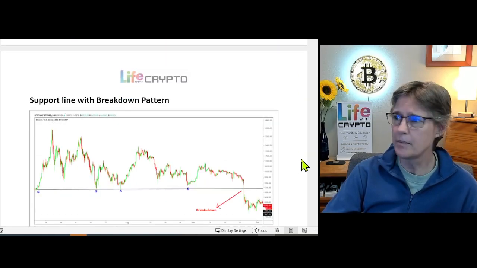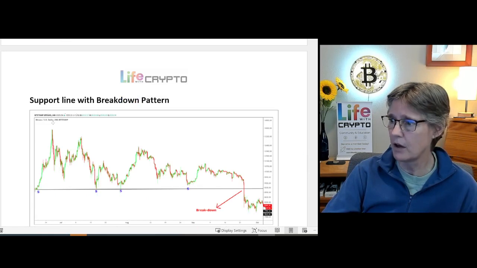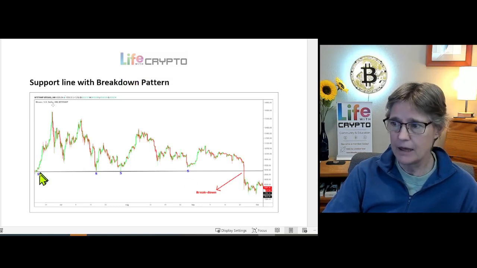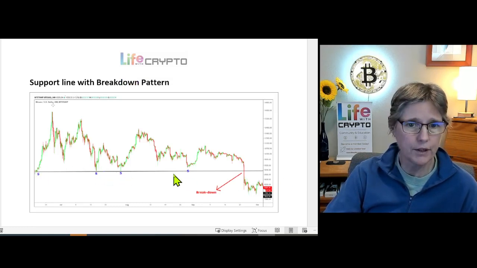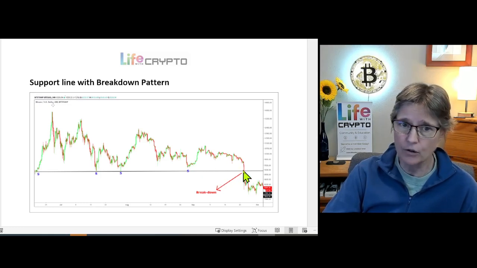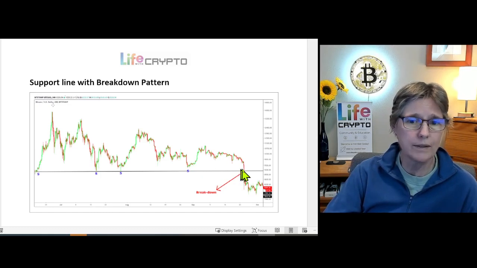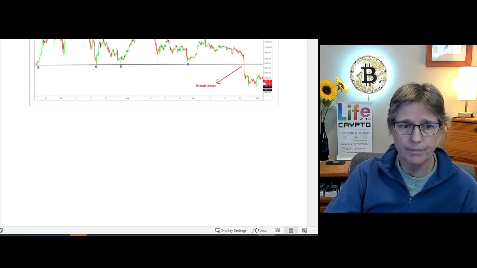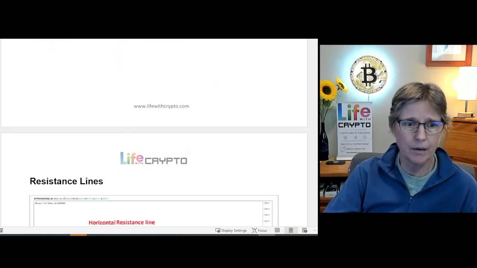Now let's look at some of the patterns that could happen based on support and resistance lines. Here is a support line with a breakdown pattern. Here again, we have 1, 2, 3, 4 touches on the support line. And sure enough, the 5th time it lost its strength. In other words, the support line wasn't able to hold and it broke down through it. And we call that a breakdown pattern.